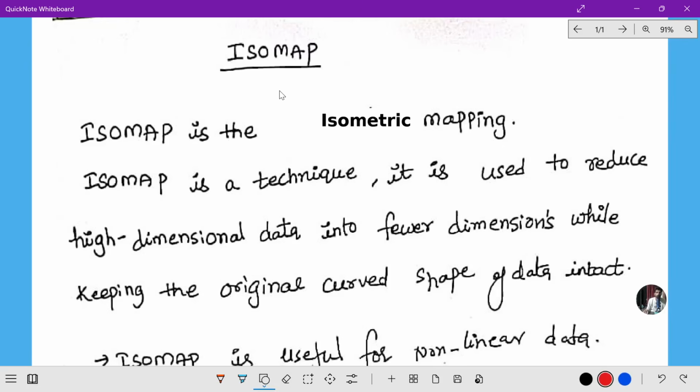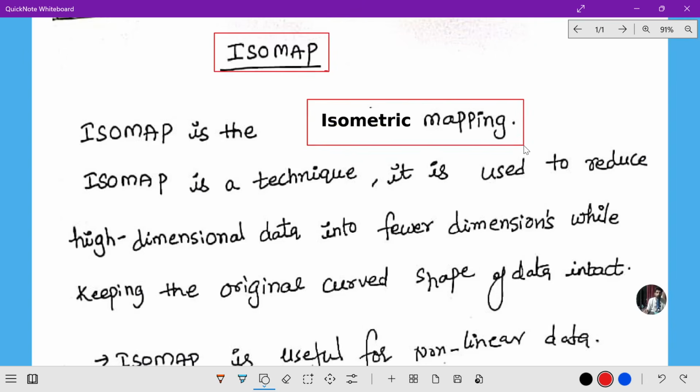In this video, I will explain about Isomap. This concept belongs to machine learning. Isomap is isometric mapping. So what is the full form of Isomap? It is nothing but isometric mapping. So let us see the definition.